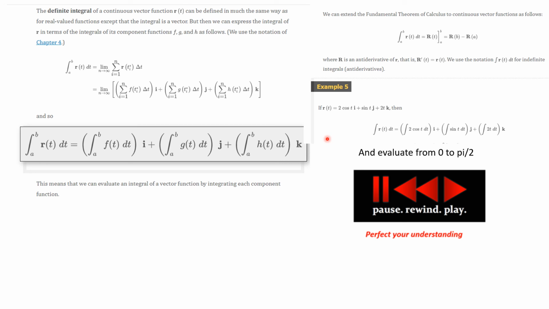So here's a problem for you to do. If r of t is equal to 2 cosine t i plus sine t j plus 2t k, then find the indefinite integral of it and evaluate this as a definite integral from 0 to pi over 2. You know what to do. Let's see how you did.